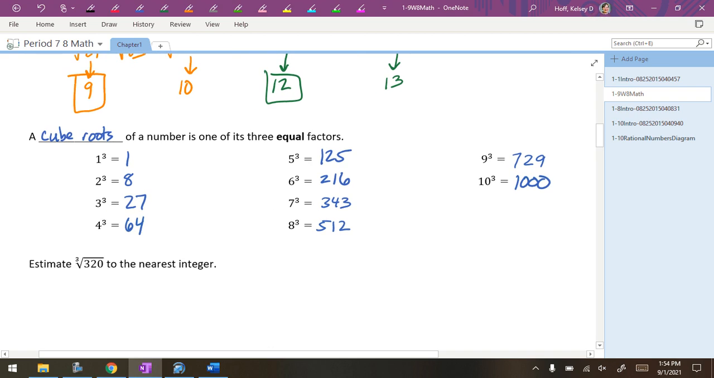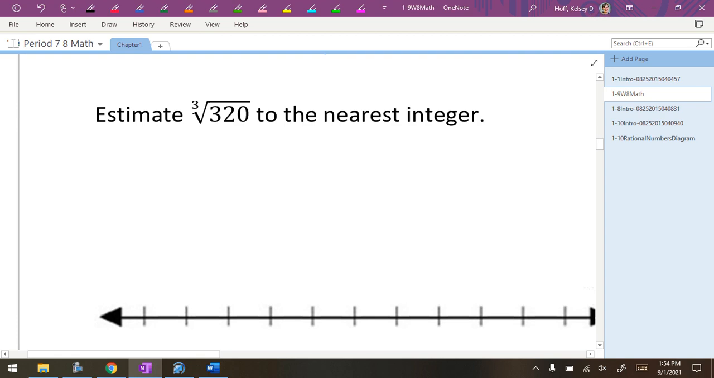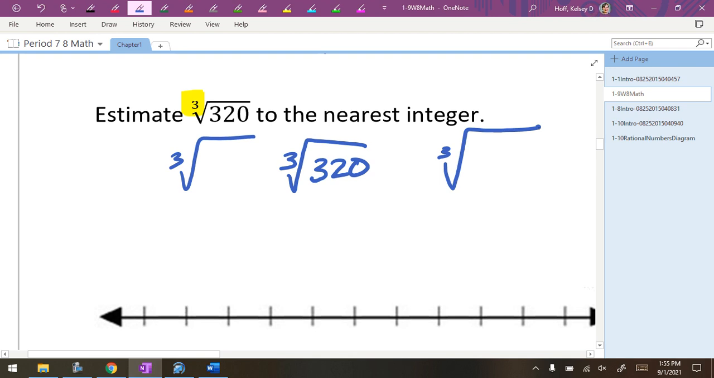Okay, so we're going to do the same exact thing, but now we're dealing with cube roots. And the reason we know we're dealing with cube roots is because we have a 3 here. So it says estimate the cube root of 320. So put the cube root of 320 in the middle. Now using your chart, the chart on the bottom, we need to find the cube root that's a little bit smaller and a little bit bigger.